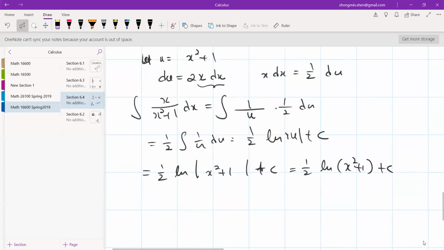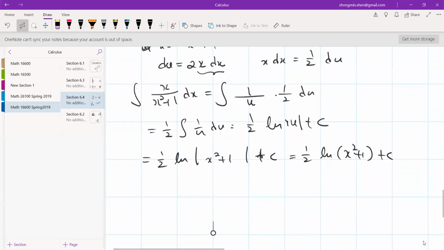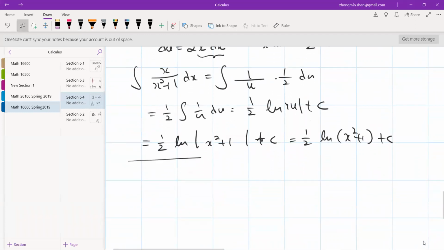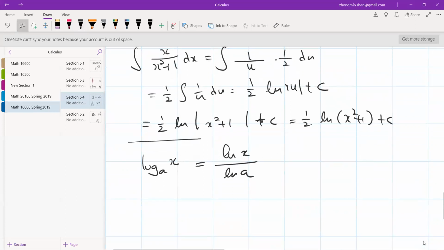All right, so let's go back to natural logarithm. We know that for the general one, log of x with base a is going to be natural log of x over natural log of a, right? So if you know how to find the derivative of natural log of x, then you can find the derivative of log of x with base a.